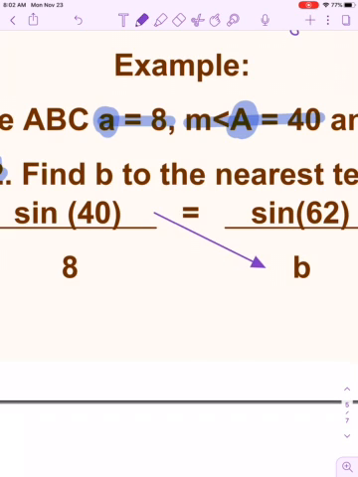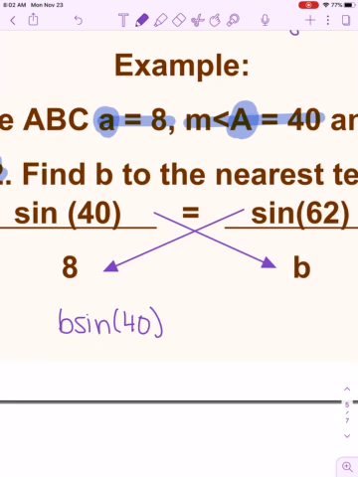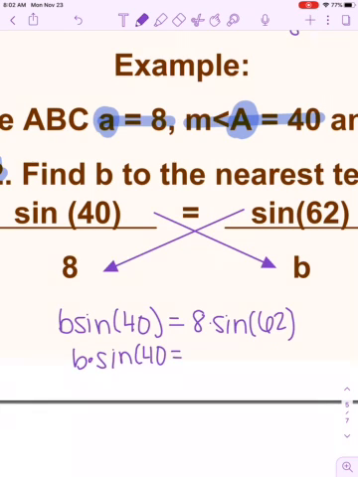Once you have two equal ratios, you just use cross multiplication in order to solve. So B times the sine of 40, I can't actually do anything there, so I just write B sine 40, and you set it equal to your other cross product, which is 8 times the sine of 62. You put 8 times the sine of 62 in your calculator, and you get B sine 40 equals roughly 7.0635, and so on.